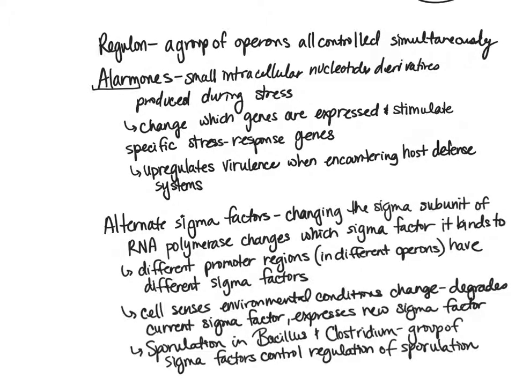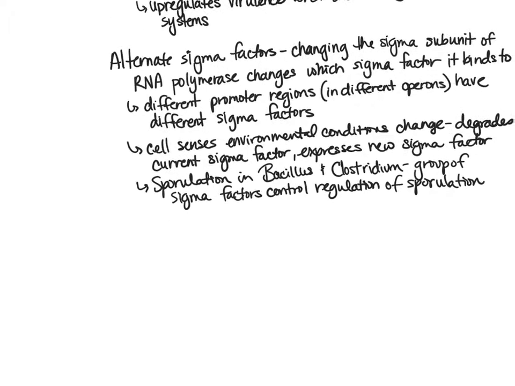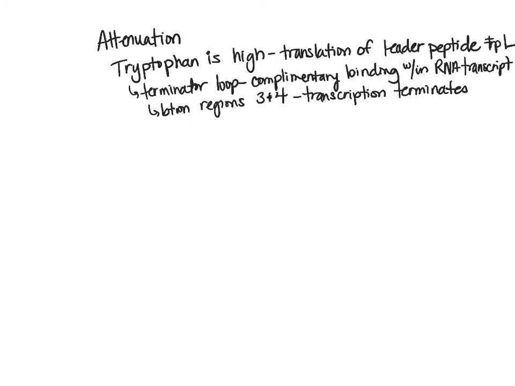All right, so we are going to take a look at another method in a little bit more detail, and it's related to our tryptophan again. And that is called attenuation. So let's take a look at attenuation. In order to really understand attenuation, I think it's important to remember that we have both transcription and translation occurring in prokaryotic organisms at the same time.